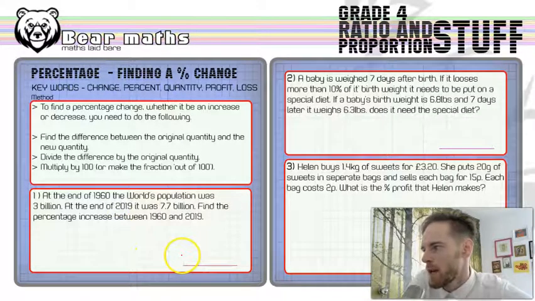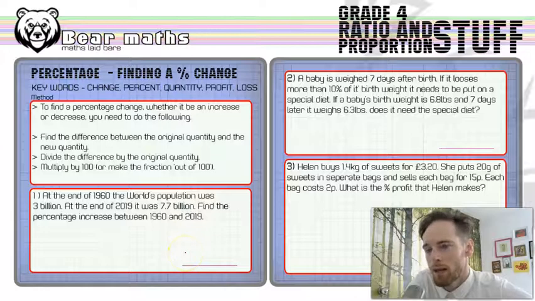Right, number one. At the end of 1960, the world's population was 3 billion. That is genuinely true. I've looked it up. At the end of 2019, it was 7.7 billion. Find the percentage increase between 1960 and 2019.